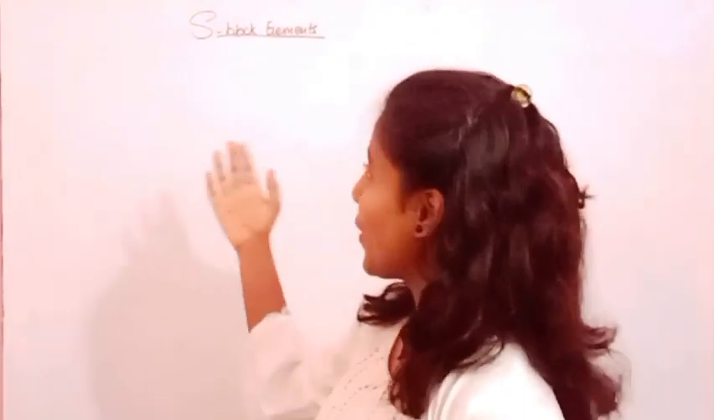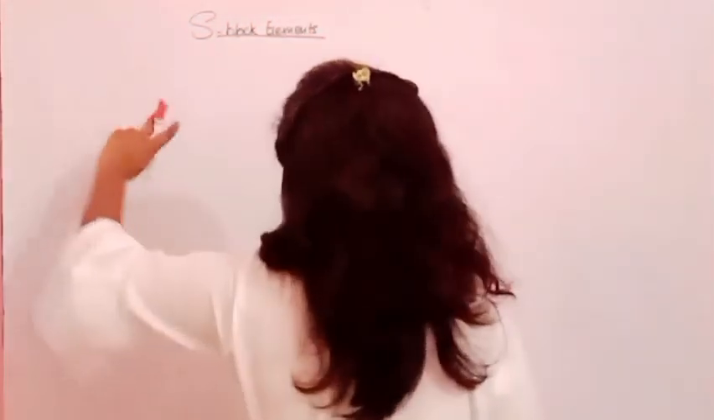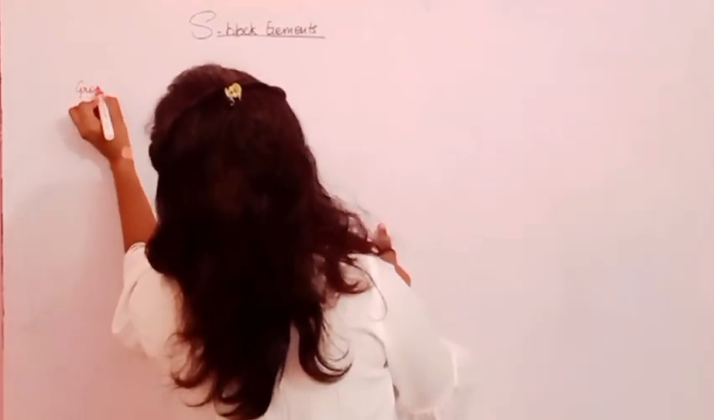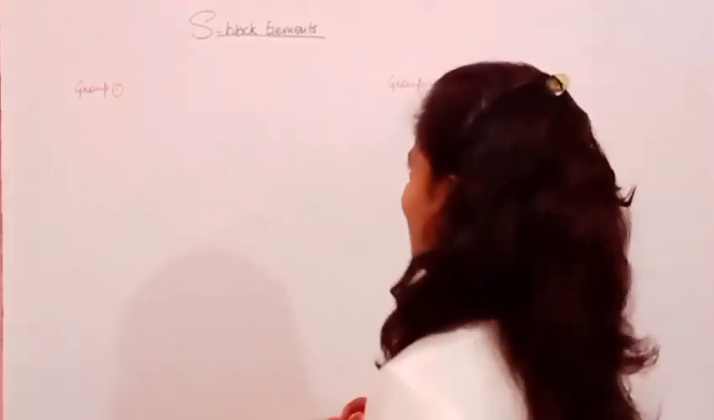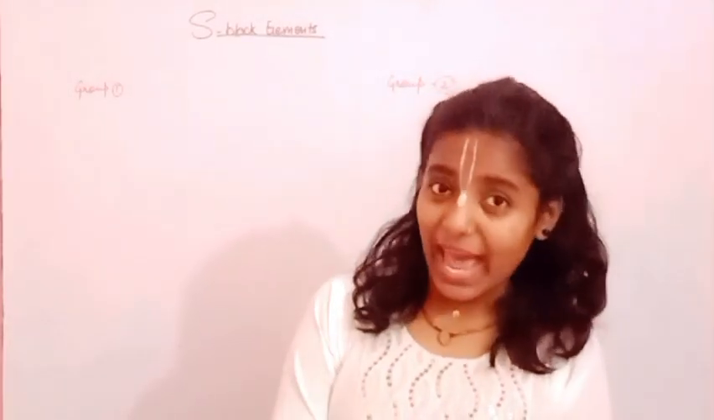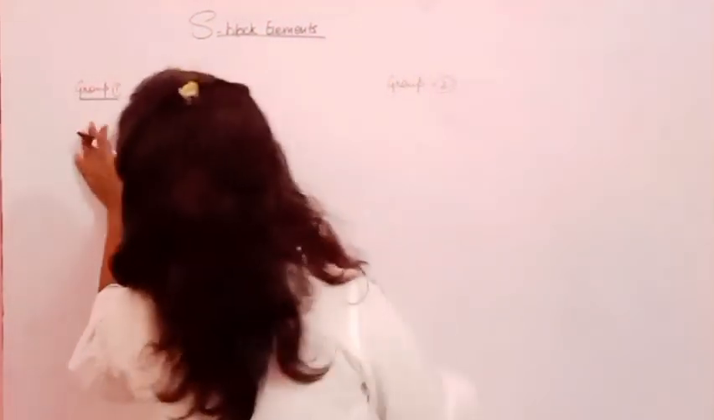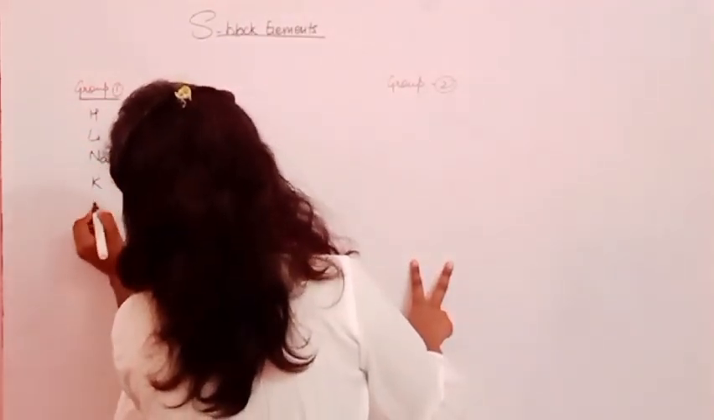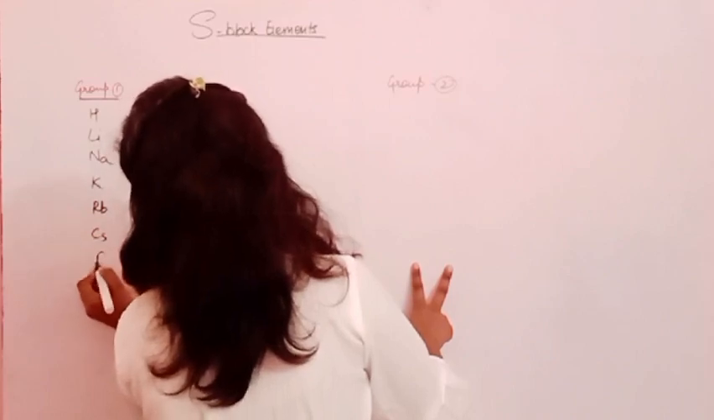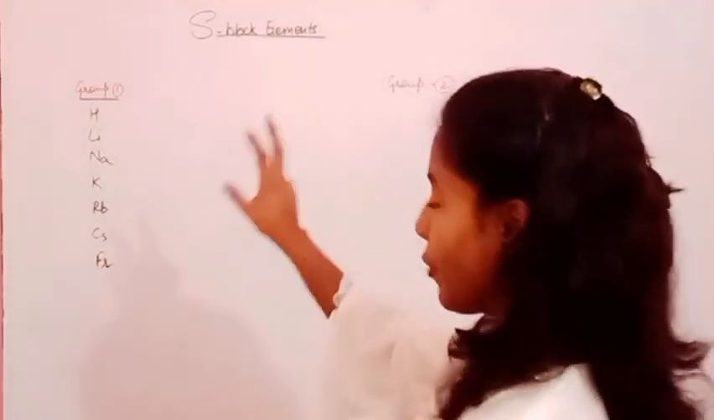Before entering the topic of S block elements, I just told you that S block elements consist of two groups, group number 1 and group number 2. And listen everyone, group number 1 and group number 2 carry certain elements. So what are their elements? Let's talk about it. Group number 1 carries the following elements.